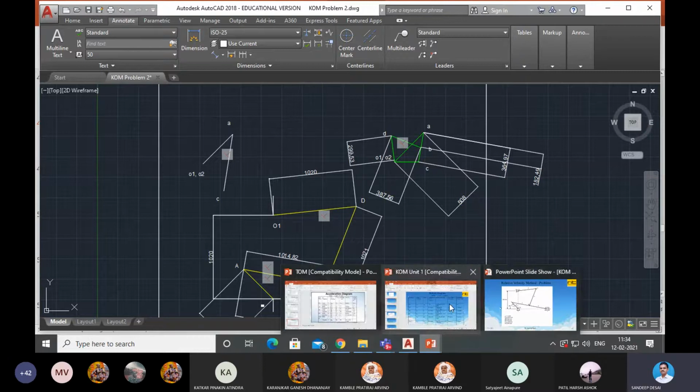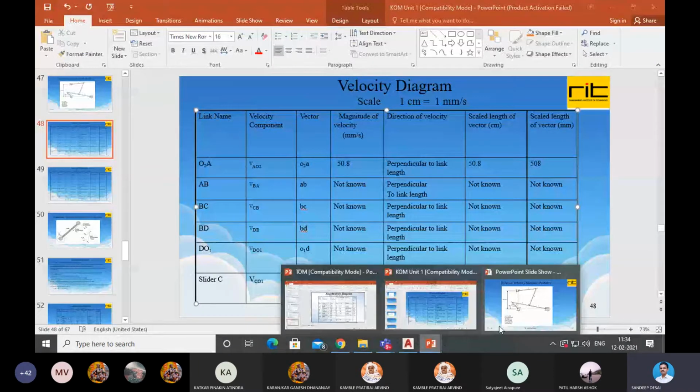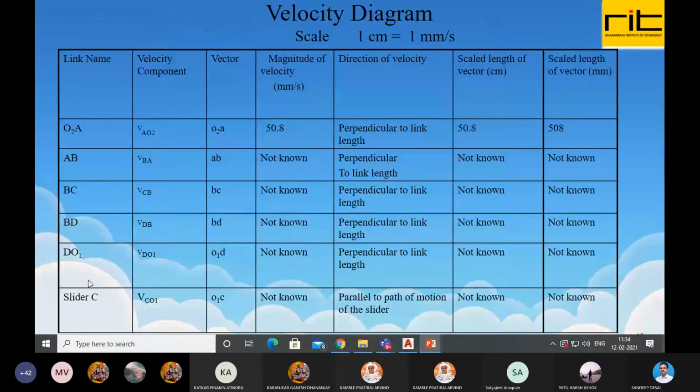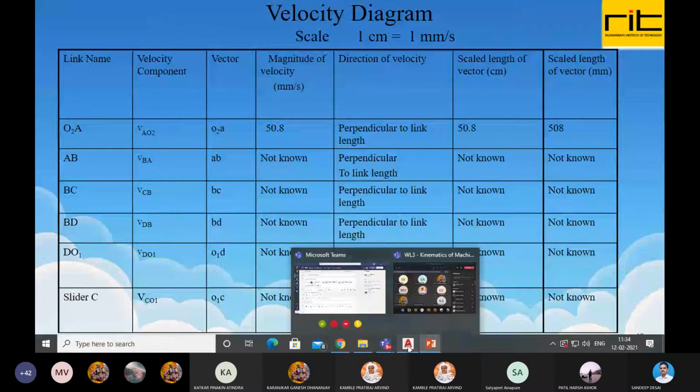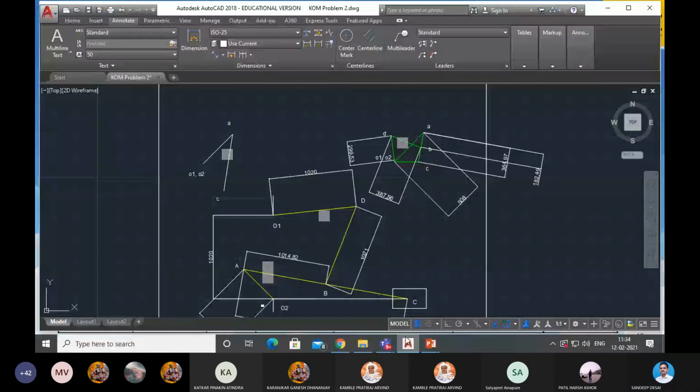And let's see its vector. Its vector is the velocity of slider C. The vector is O1C. Because the slider's velocity is always with respect to a fixed point. The velocity of a slider or piston is always with respect to a fixed point. Which are the fixed points here in this diagram? Which are the fixed points? O1 and O2. O1 and O2. Right, O1 and O2.